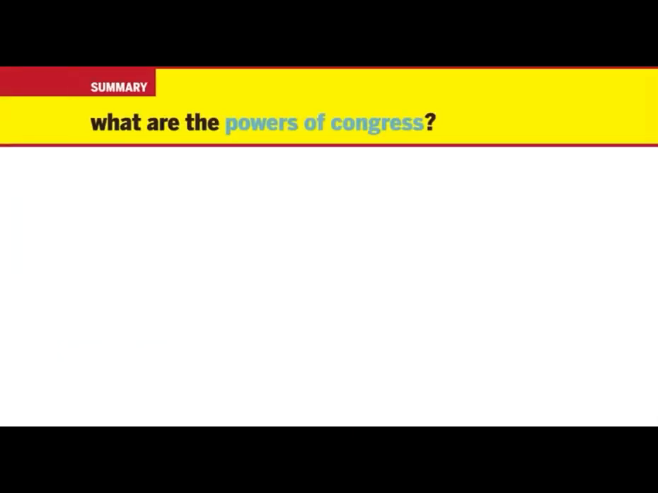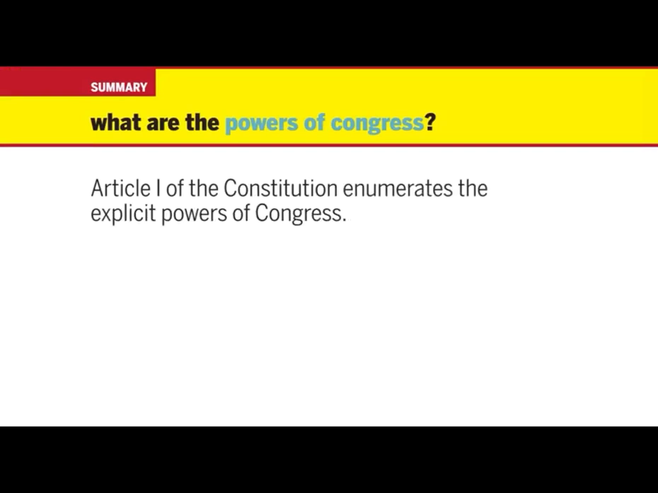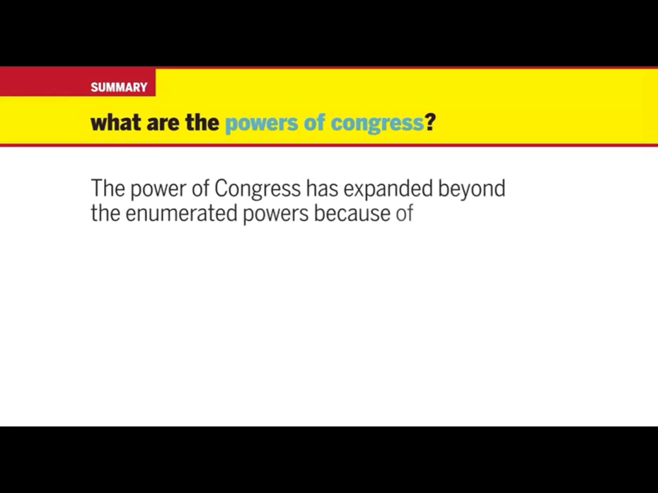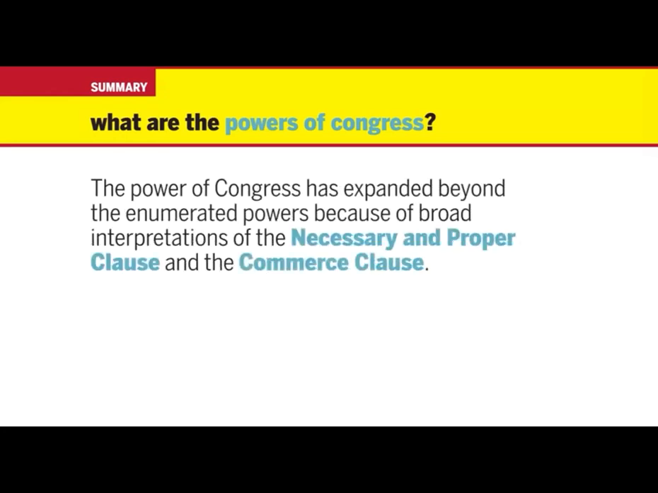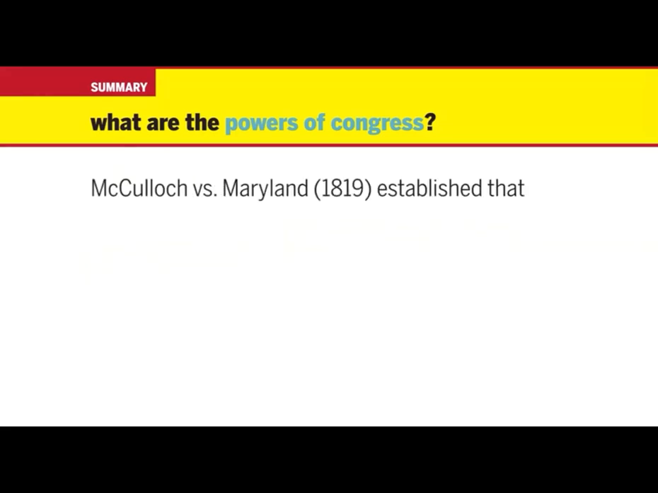Summary. What are the powers of Congress? Article 1 of the Constitution enumerates the explicit powers of Congress. The power of Congress has expanded beyond the enumerated powers because of broad interpretations of the Necessary and Proper Clause and the Commerce Clause.